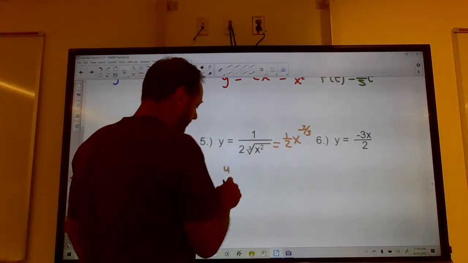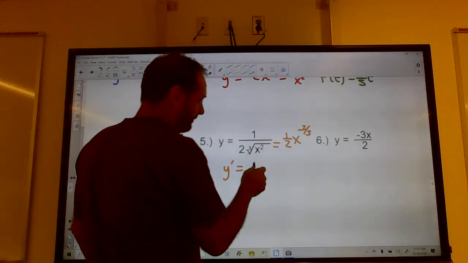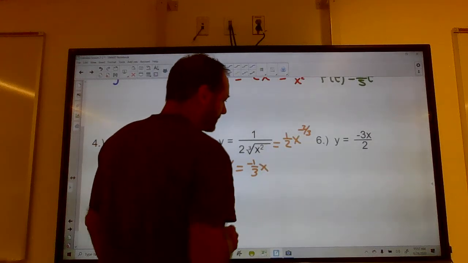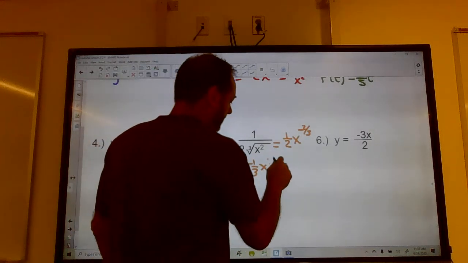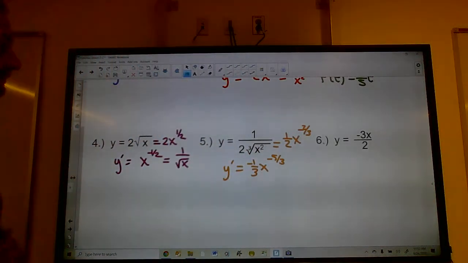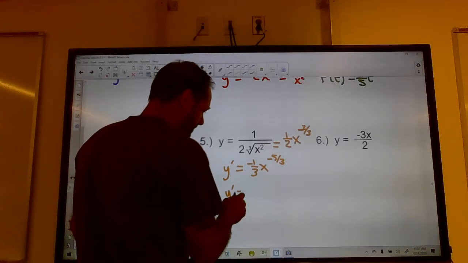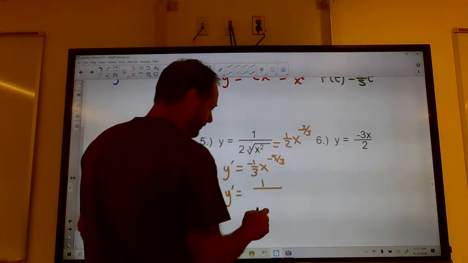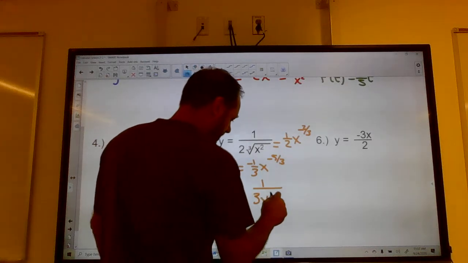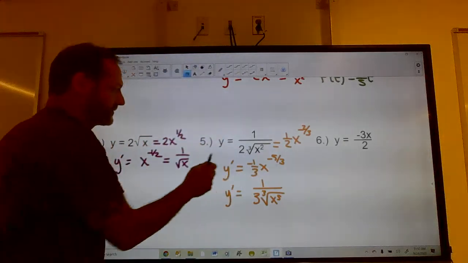So now I can figure out y prime. That's going to be -2/6, which is -1/3 x to the -5/3 power. So if you wanted to write it like this, you could do that. It would be 1 over 3 times the cube root of x to the 5th. Those are the same thing.